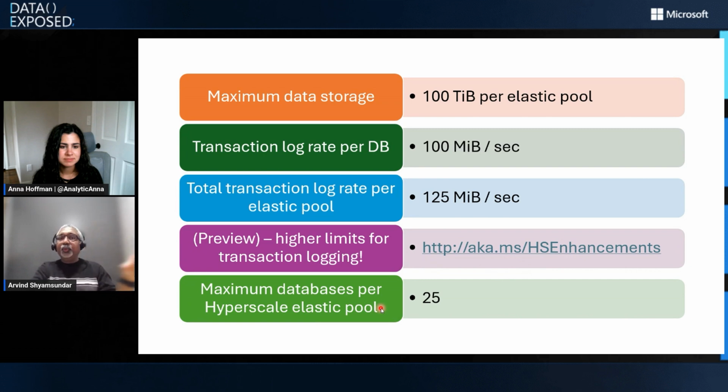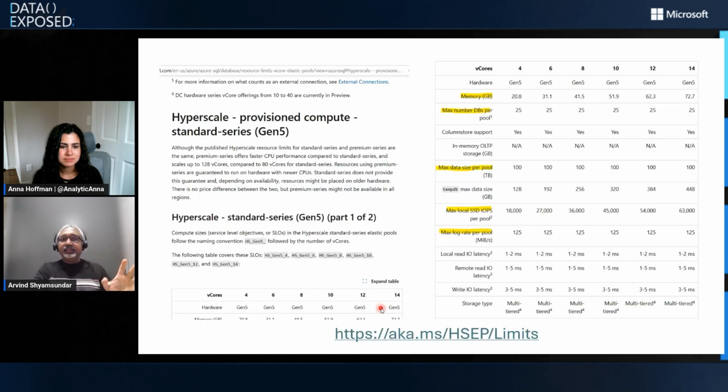So this was the pool level limits. All of these limits are documented in our excellent documentation. We have them at a short URL here. HSEP is HS Hyperscale Elastic Pools, and then there's a sub URL for limits. The key things you want to watch out for: how many megabytes of RAM, how many databases per pool, how much storage per pool, and then this transaction logging thing that we just talked about.